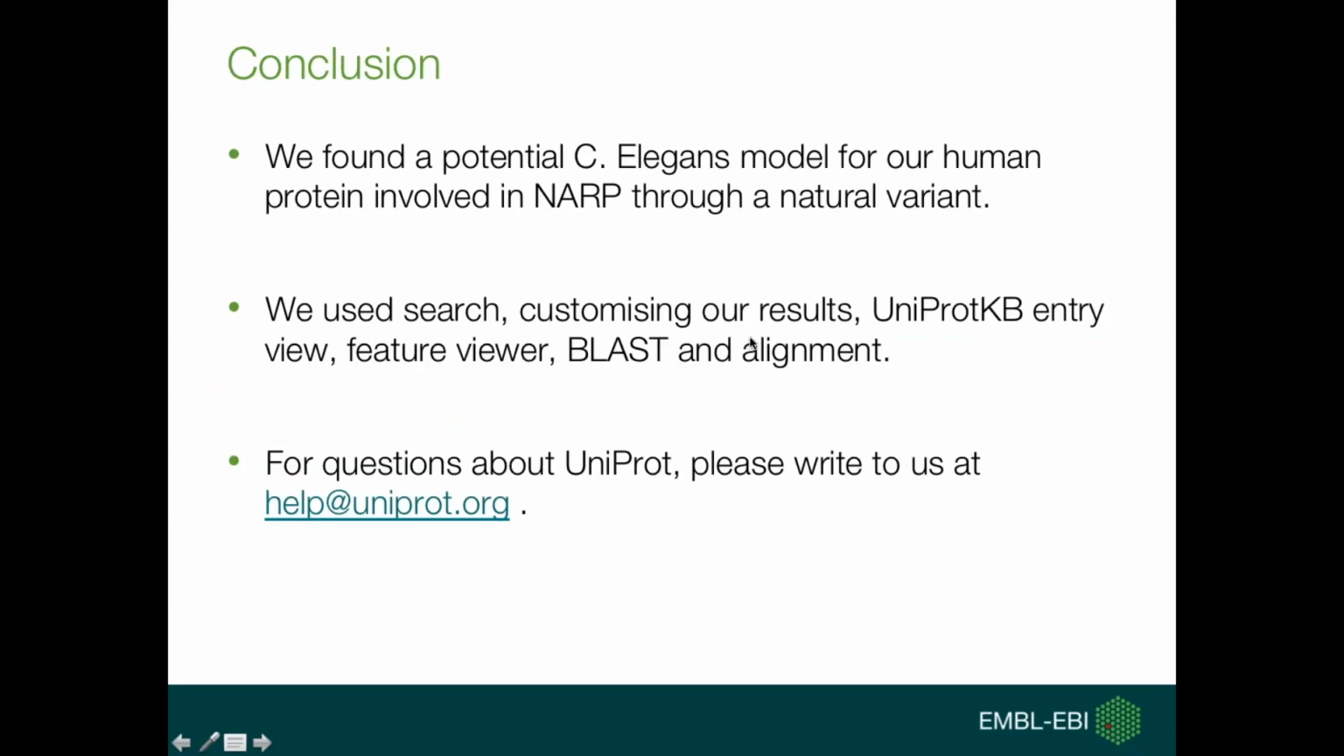And we did this by using various UniProt entry related tools and so on. So we used the UniProt knowledge base search. We customized our results to always see the disease section to make our analysis quicker. We looked at the entry view, and we also looked at the feature viewer. We ran a BLAST sequence similarity search, and we used the alignment functionality to help us come to our conclusions. That's what I wanted to show you today, an example of how you can do this with UniProt, and also an introduction of different ways of accessing disease-related data in UniProt.